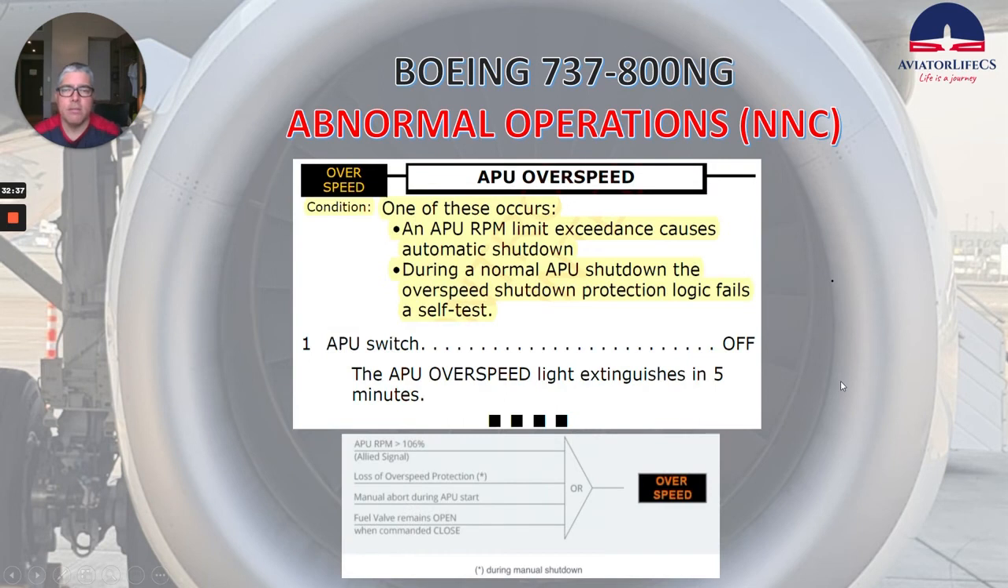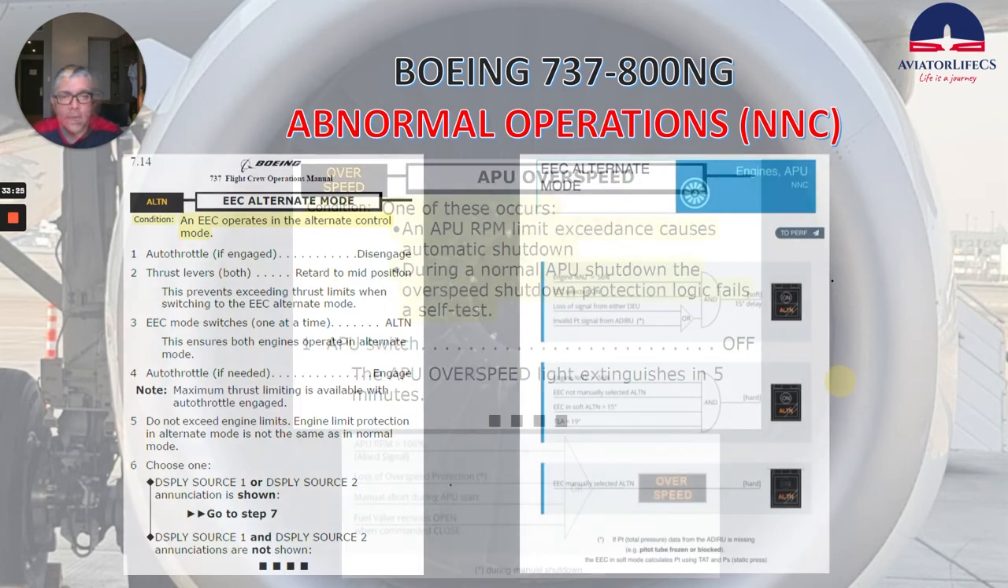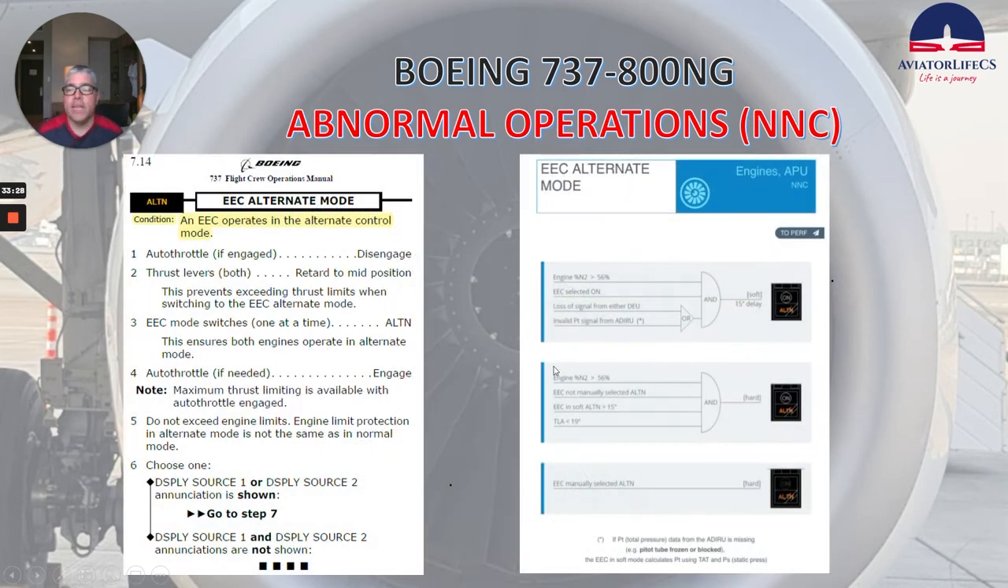APU overspeed. Condition: one of these occurs. An APU RPM limit exceedance causes automatic shutdown. During a normal APU shutdown, the overspeed shutdown protection logic fails its self-test. APU switch off. APU overspeed light extinguishes in 5 minutes. Okay, EEC alternate mode. The condition is an EEC operates in the alternate control mode. So on the right side, you can see some of the conditions for the soft and hard alternate modes.